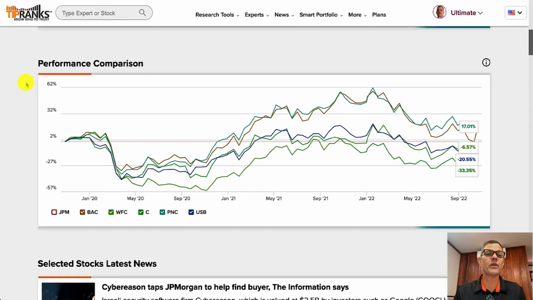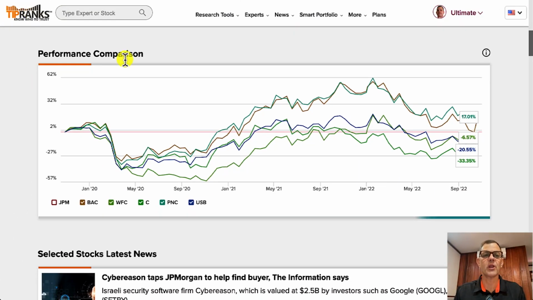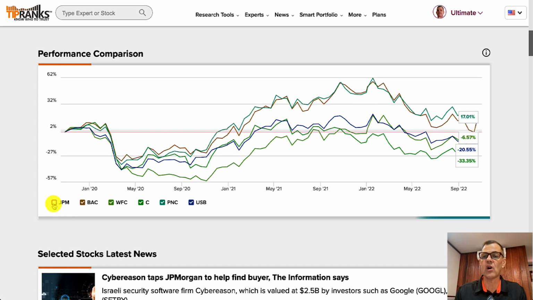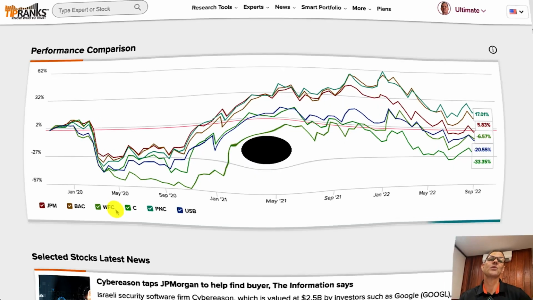And let's scroll down. Let me show you a really cool feature in Tipranks. It's called the performance comparison. Anytime we do these side-by-side comparisons inside of Tipranks, it'll give us this little chart right here, and you can simply turn each of them on and off to see what's going on and exactly where they are. Pretty cool feature. Just thought I'd show you that as well today.